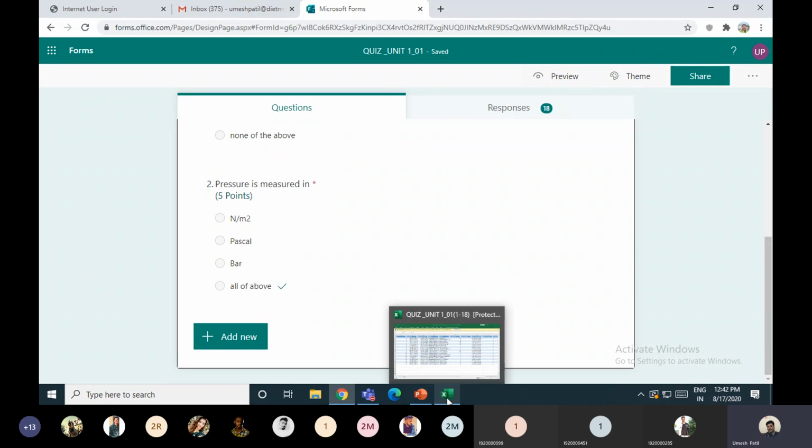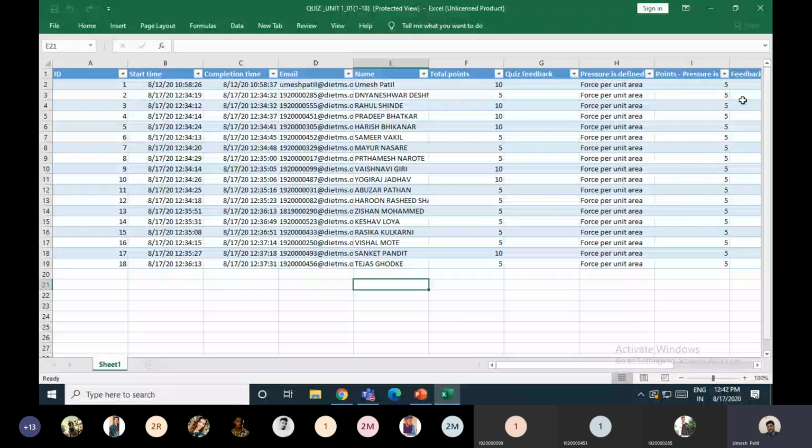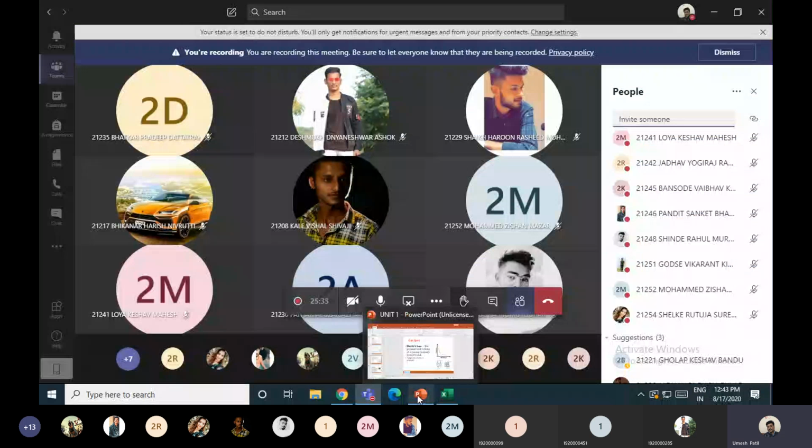Okay. Once again, I would like to congratulate all the students. And remaining students, please understand, pressure is measured in Newton per meter square, Pascal, or bar, or even in some cases, the pressure is expressed in kilopascal or in PSI also. So different units are used to measure pressure. Now let's start the next part of the course.